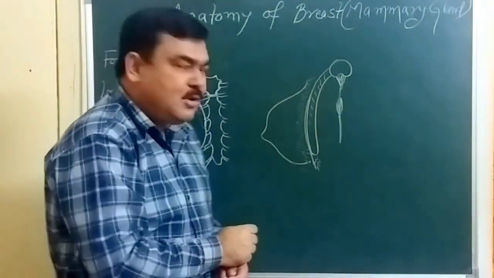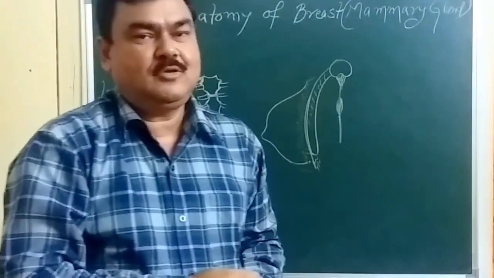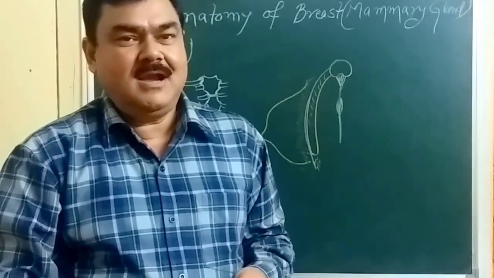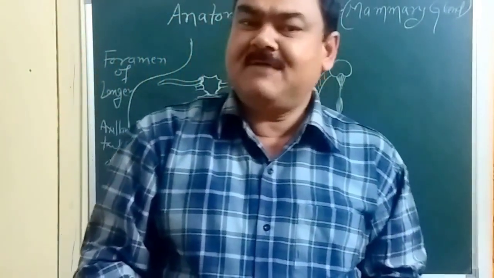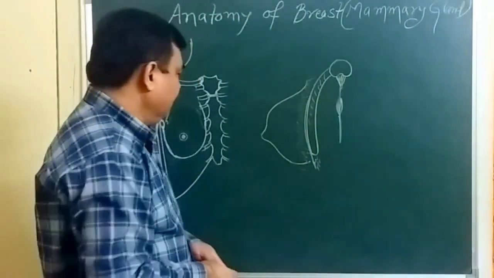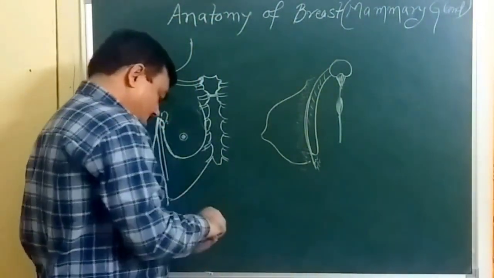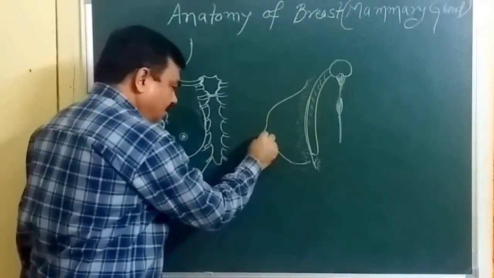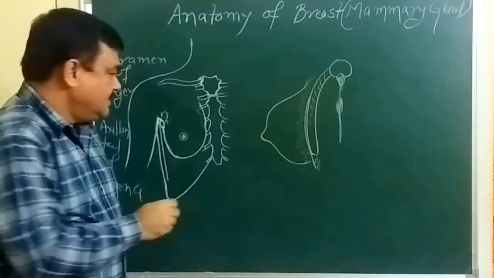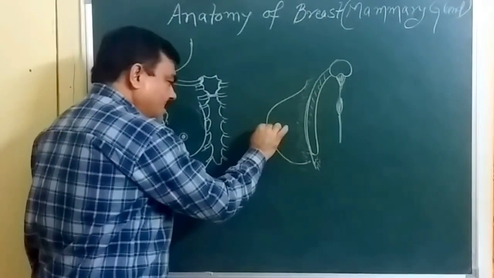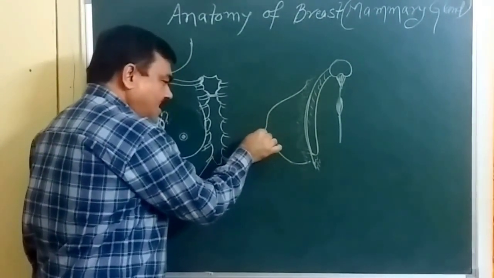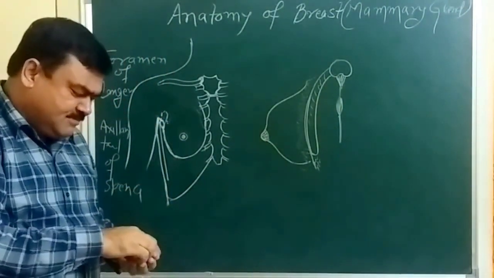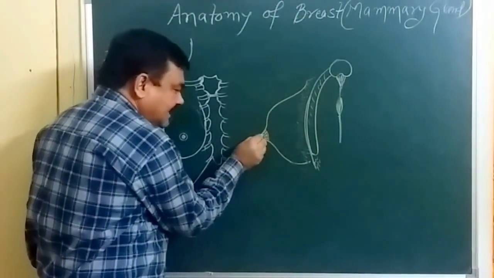Now we will discuss the structure of the breast. The breast is made up of skin, parenchyma, and stroma. First of all, we will discuss the skin. In the skin there are two modifications. This conical part is the nipple. It contains circular smooth muscle and longitudinally arranged smooth muscle, and is pierced by numerous lactiferous ducts.